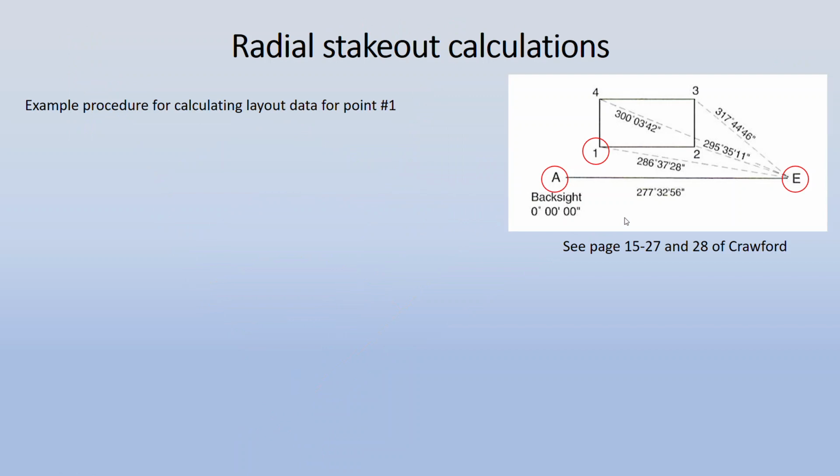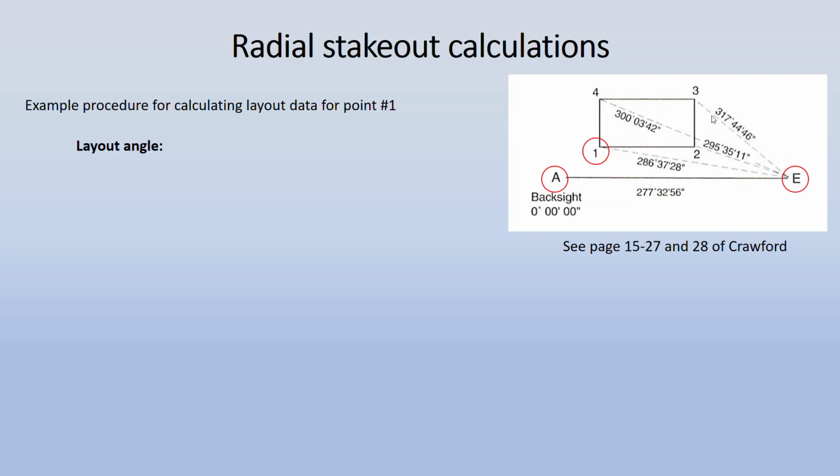So the radial stakeout calculations, I'm going to have you do a couple of these for homework this week. And we'll just talk about the process here to help you work through those calculations. This example comes straight from the textbook, Crawford, chapter 15, pages 27 and 28. And we're just going to look at the process of calculating the layout data for stakeout point number 1, off of control points E, which is the instrument location, and A, which is the backsite location. And you can tell E is the instrument location because of the radial stakeout data being computed from it.